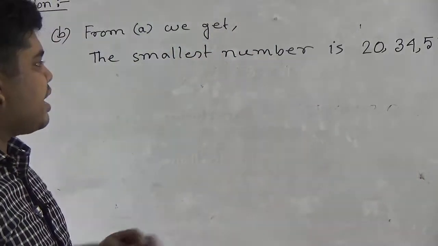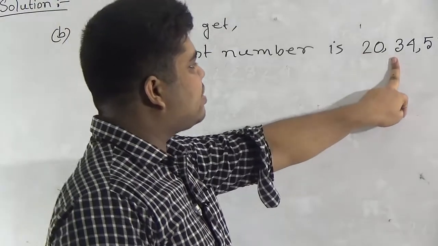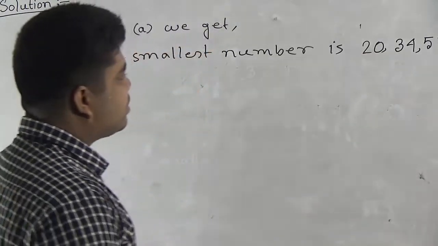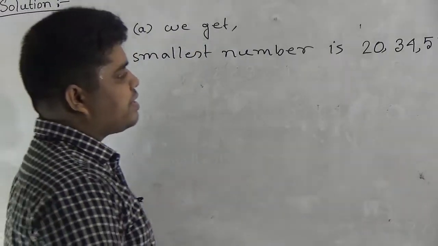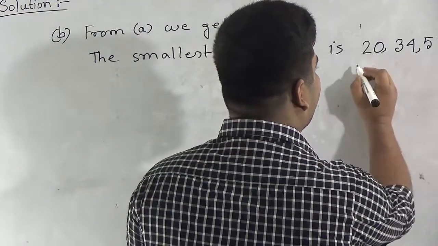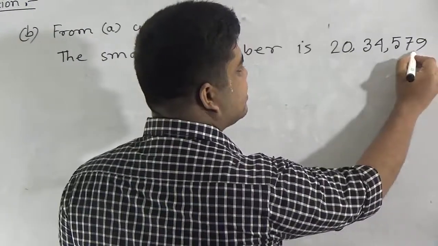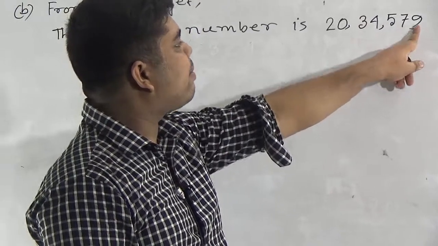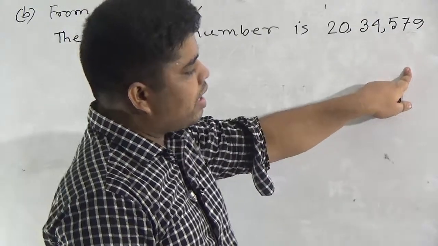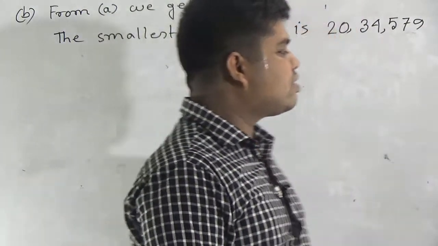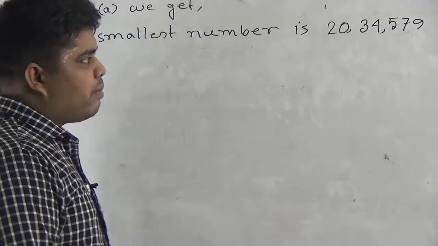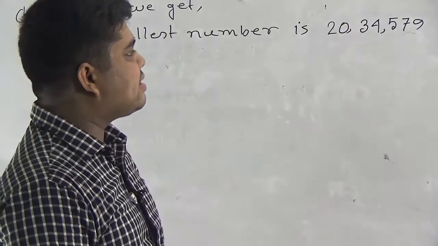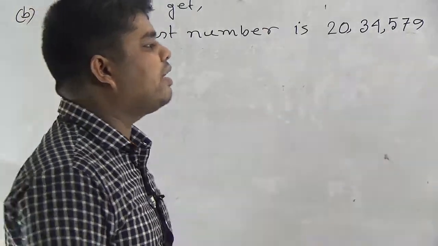Now we want to check if this number is divisible by 4 or 5 or both. First of all, we check whether this is an odd number or an even number. Student, notice the ones place number is 9. 9 is an odd number, so this number must be odd, and 4 is an even number. So we can say an even number cannot divide an odd number. So we can easily say that this number is not divisible by 4.